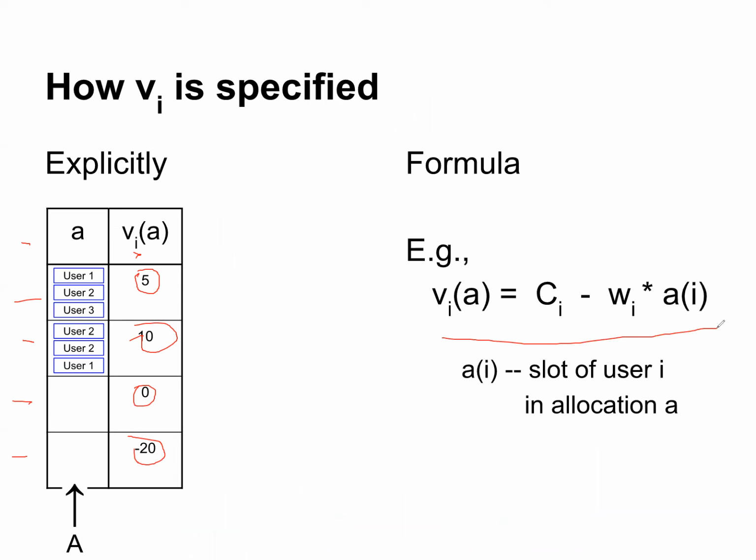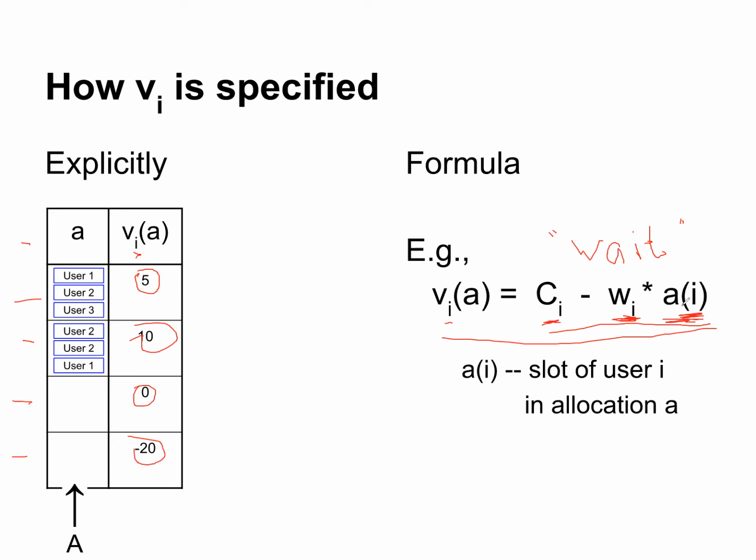So for instance, we can have a valuation like this. User I is less and less happy the later slot the user gets. So this is a linear function. This is some constant, and this is some weighting factor. It's a weight, but it can also be called a weighting factor: if the user has to wait for one slot, then the user loses WI in his or her valuation. So for the first slot, the user is getting CI minus WI.